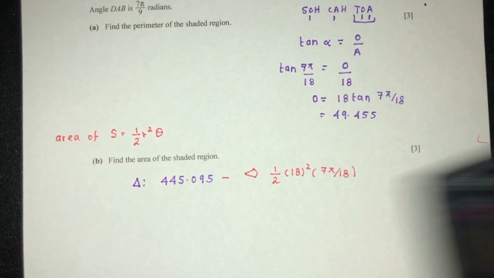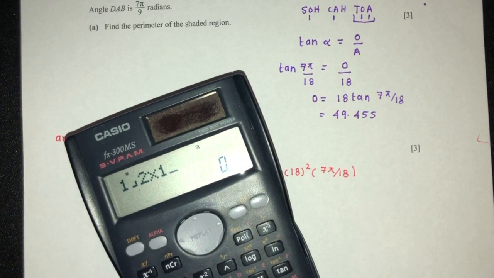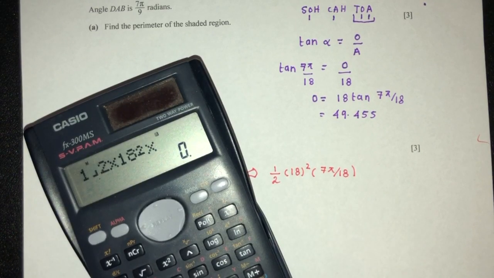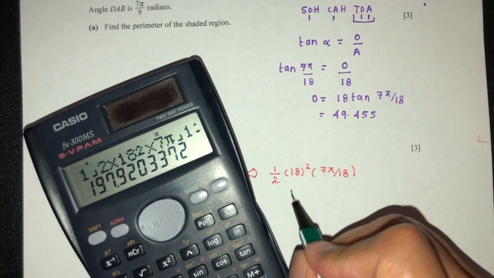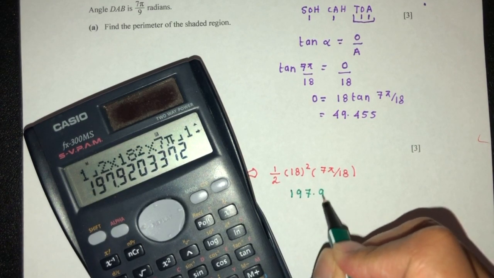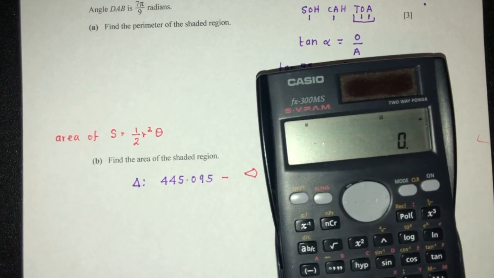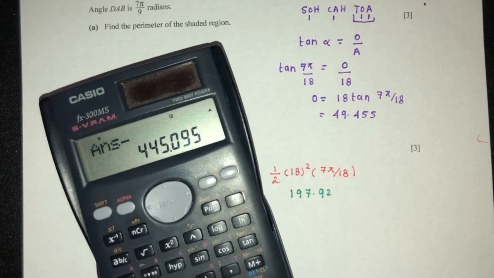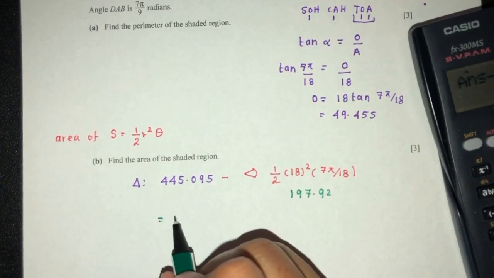Now simplify, that will be what? Half times 18 squared times 7 pi over 18. That will be 197.92. Simplify, 445.095 minus 197.92. That will be the value here.